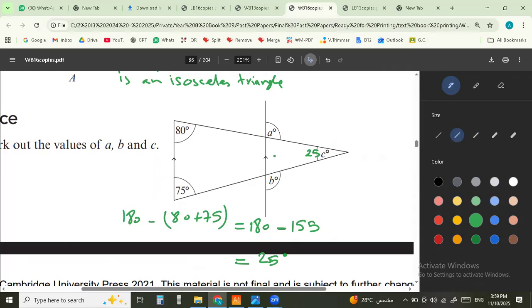How did I find it? I found it because I know that this is a triangle. They add up to 180 degrees. 80 plus 75 minus it from 180 is going to give you 25. So C is 25. How can I find angle A?